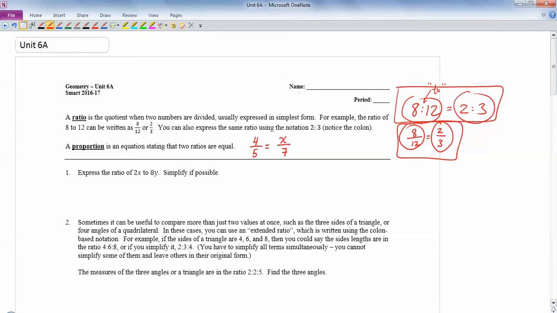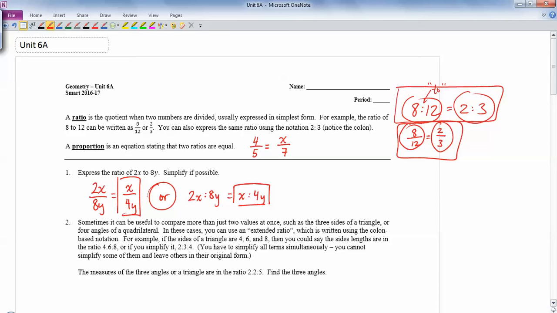Okay, so let's take a look at number 1. Number 1 says express the ratio of 2x to 8y and simplify if you can. Well, 2x to 8y, I could write it as a fraction, and that one can be simplified. So 2 over 8 turns into 1 over 4. So it's 1x on top over 4y on the bottom. Or you could write it as 2x colon 8y and then simplify that to 1x to 4y. So there's one way, or here's the other way.